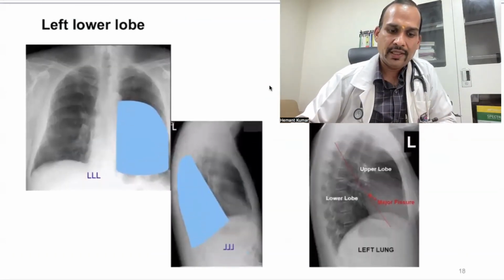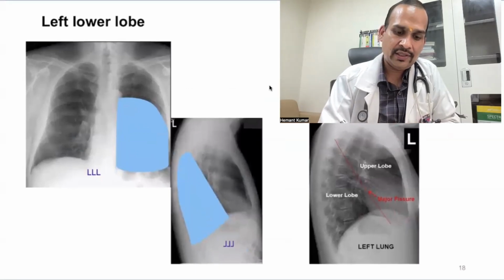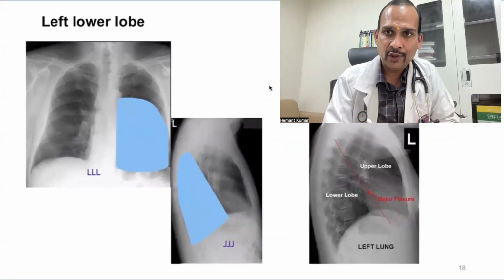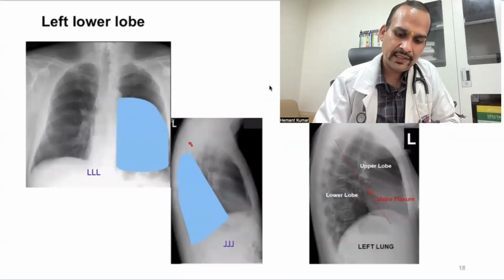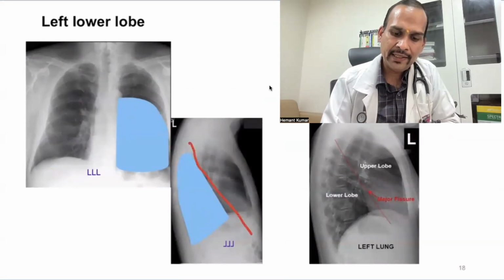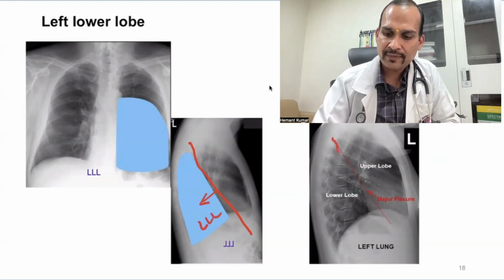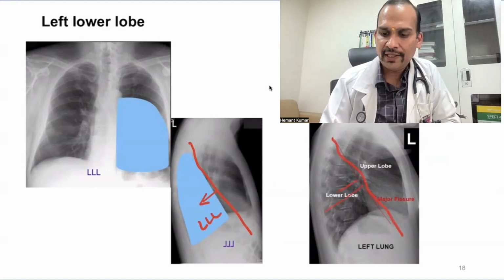Now this is the left side: is it the left upper lobe or lower lobe? We have to get a lateral X-ray. In the lateral X-ray, can you see this is behind the major fissure? So this is the left lower lobe. This is the major fissure and the area behind that is the lower lobe.